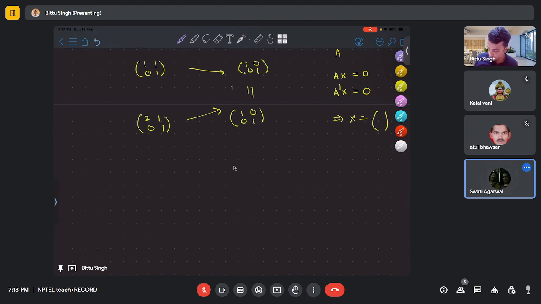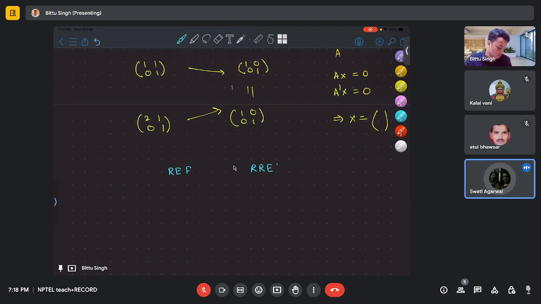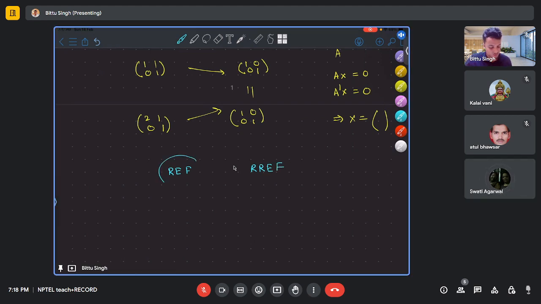Option C: if A and B have the same row space, then they have the same row echelon form. It may not be true, because reduced row echelon form is different from only row echelon form. There are two notions, REF and RREF. REF may not be unique; there are different row echelon forms, but the reduced row echelon form is unique.